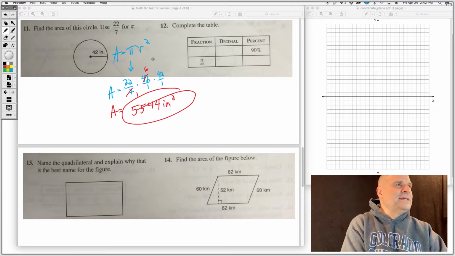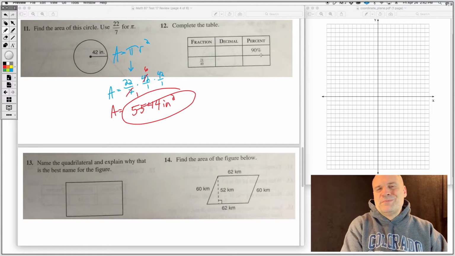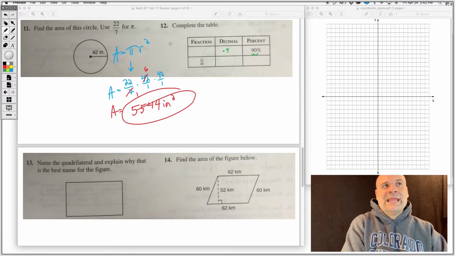All right, complete the table. You guys are good at these. Let's do this real quick here. 90%, to change a percent to a decimal, you just move it over 2 places. So 0.90 or just 0.9. Okay. 90% is just 90%, right? Just throw it over 100 and then reduce it, 9/10.